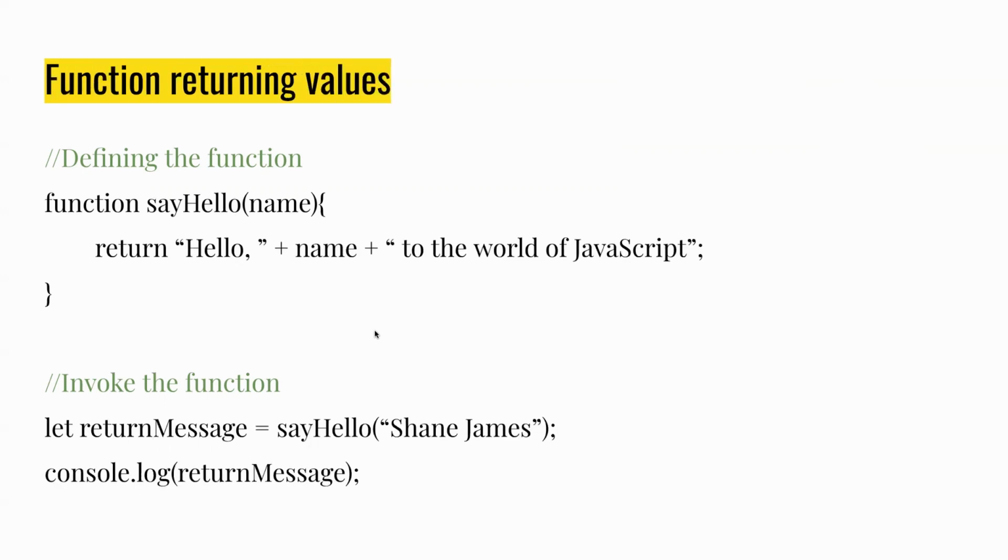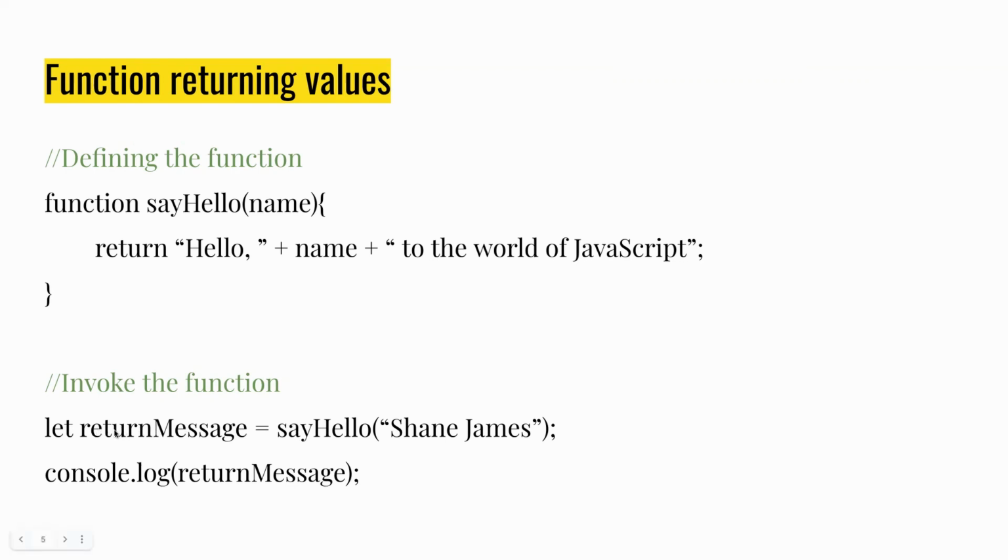Now, in the previous example, our function was not returning something; it was just printing on the console. So why don't we have a function which will return something? So what I've done here, I modified the same function, but instead of the console.log, here it is returning the same statement. Now, while invoking the function, I'm invoking it the same way, by the function name followed by some parameters.